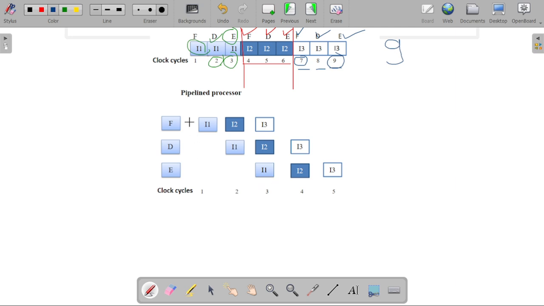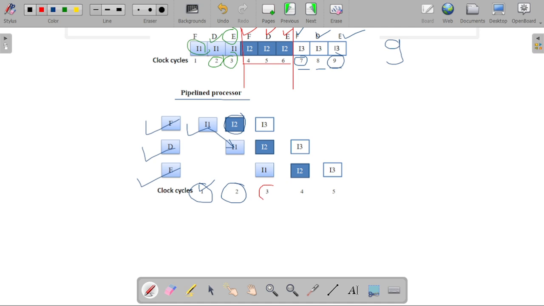But once we are using the pipeline processor, we will see how the instructions will be executed. In the first stage, we have the fetch cycle. In the second stage, we have the decode cycle. And in the third stage, we have the execute cycle. In the first clock cycle, our first instruction will be fetched. In the second clock cycle, our first instruction will be decoded, and our second instruction will be fetched.